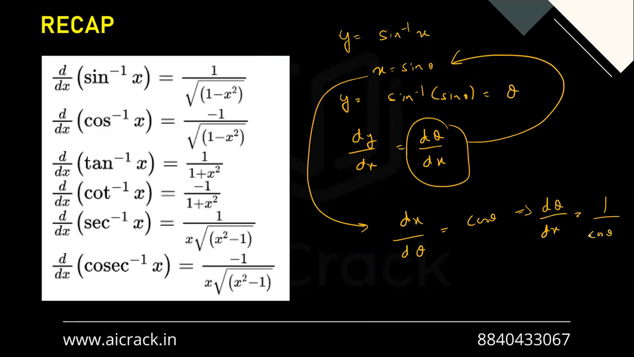Now we have to write cos theta in terms of x. We know that x square equals sine square theta, which equals 1 minus cos square. So basically cos theta would be under root 1 minus x square. So that would give me 1 upon under root 1 minus x square. So this value basically is this only. So this is the basic derivation using the method of substitution.